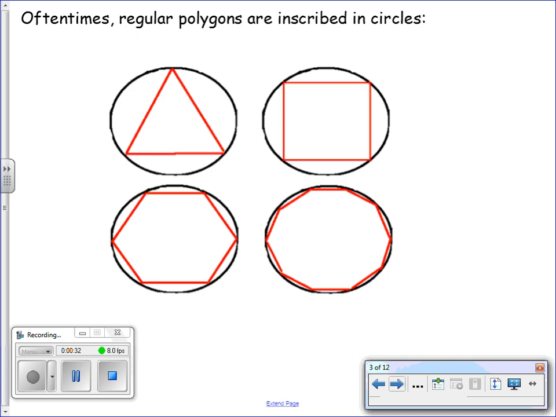Oftentimes, regular polygons are inscribed in circles. Remember, inscribed means that they are inside of circles. So here are some examples for you.